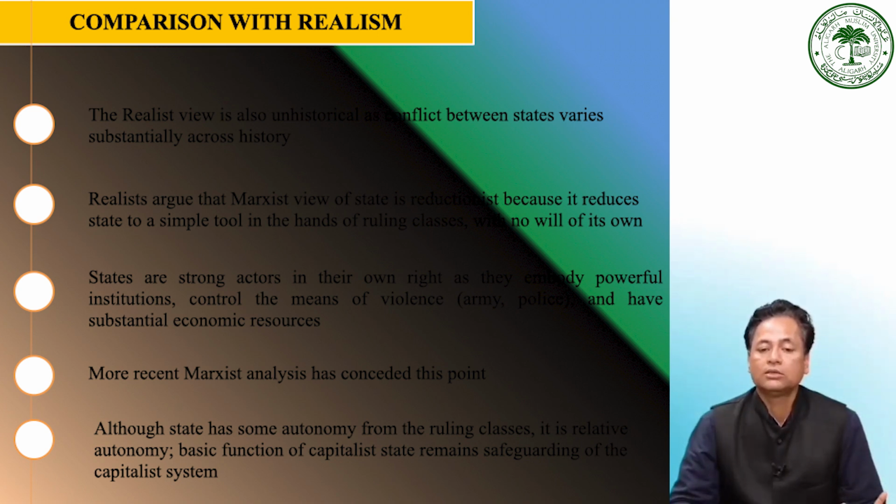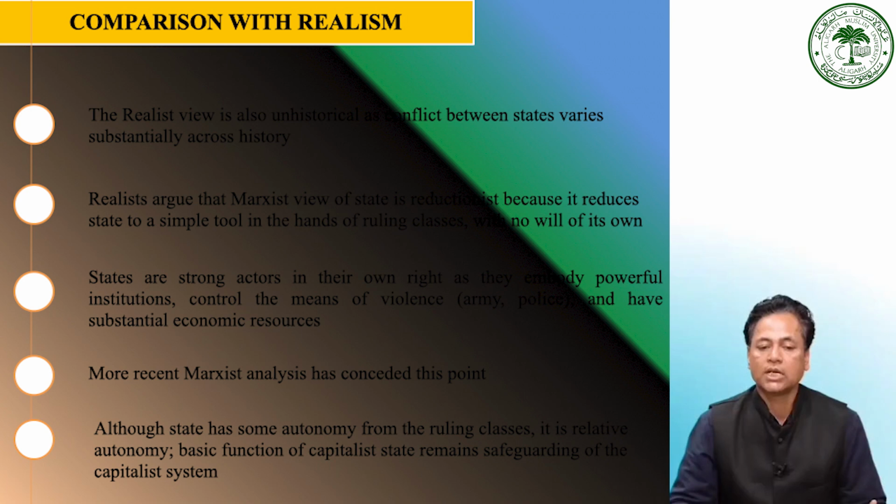States are strong actors in their own right. They are powerful institutions, they control the means of violence, and they also have substantial economic resources. So, states are not just the tools in the hands of the capitalist class, rather they are autonomous actors, and they hold enormous coercive power, like the army and the police. They also have different kinds of institutions and substantial economic resources, which you have to understand independently of capitalism. It is simply wrong to view the state as a mere instrument of others.